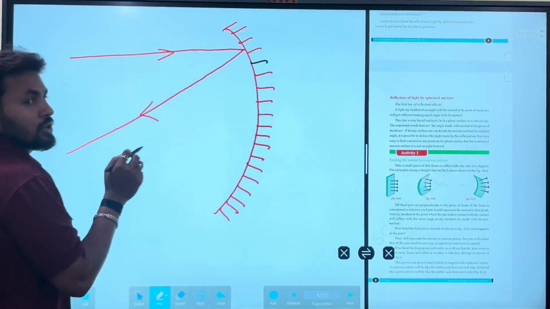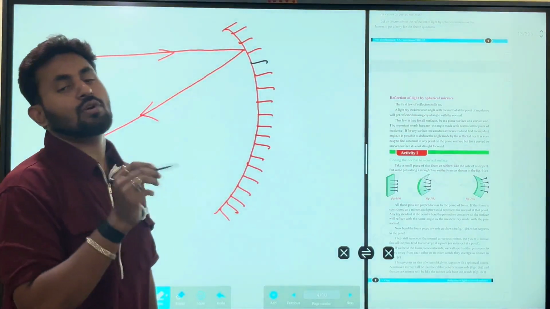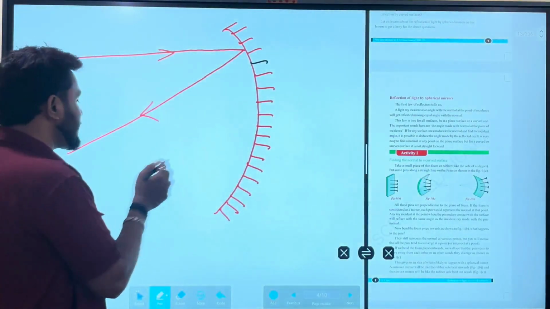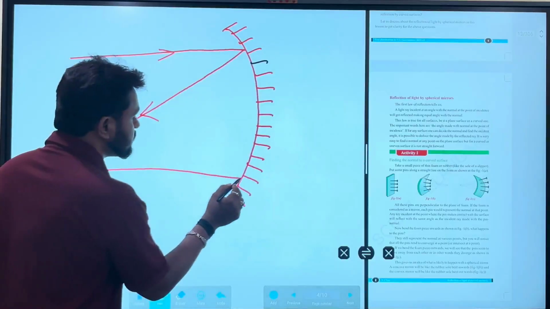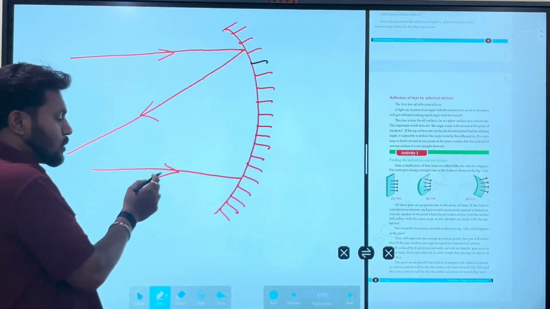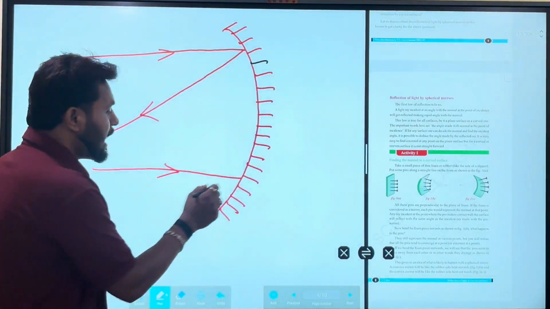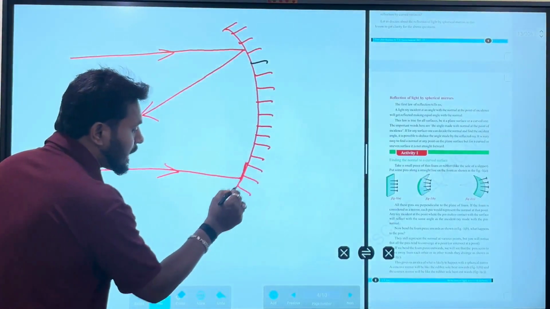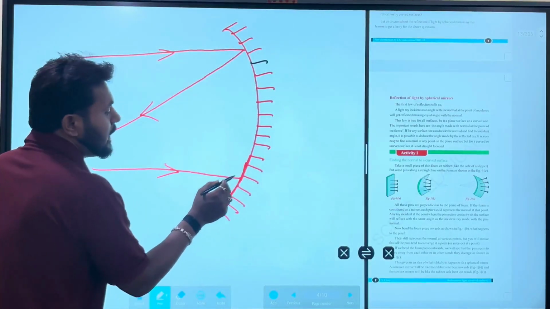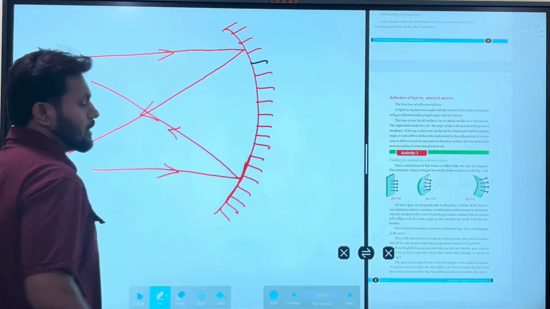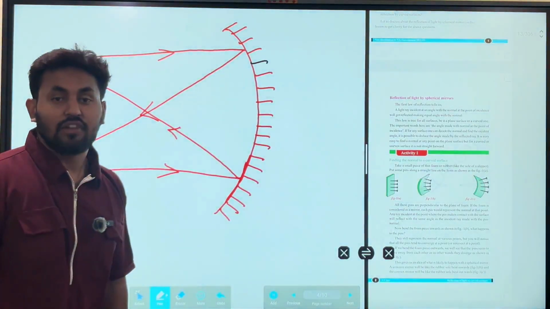No matter how many rays of light are coming. This is only one ray of light that I have drawn. No matter, it can come from below also. The arrow in this direction shows that the incident ray is coming, and over here it is striking the mirror. At this point it is striking the mirror, and after striking it is getting reflected.